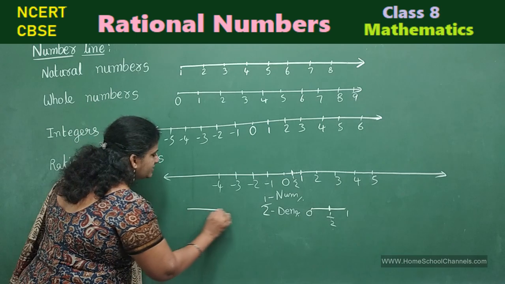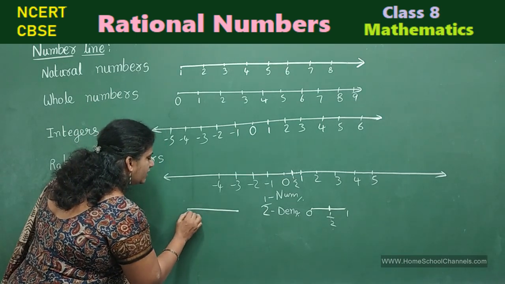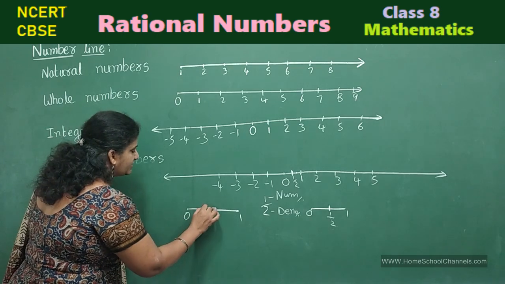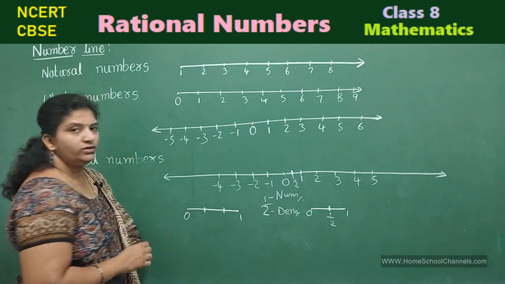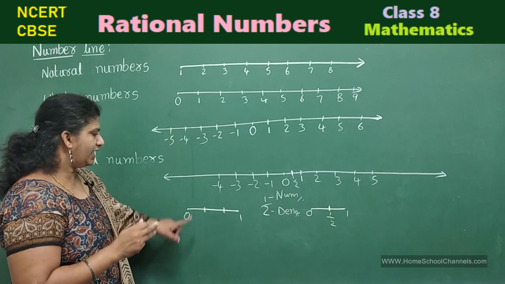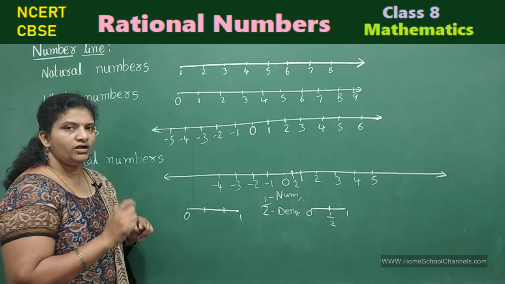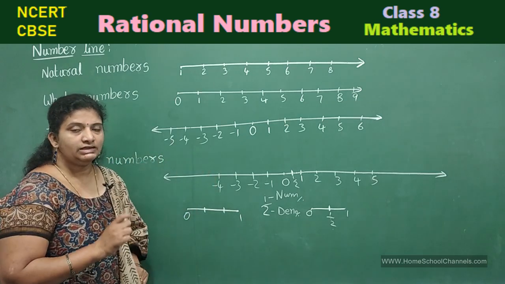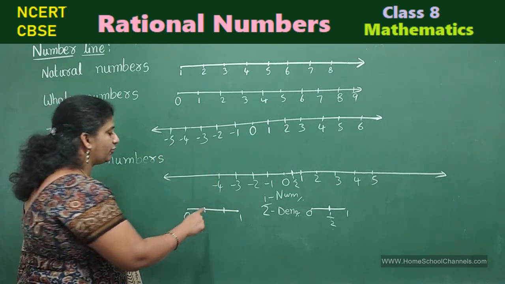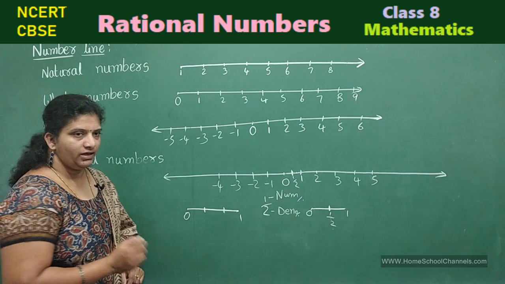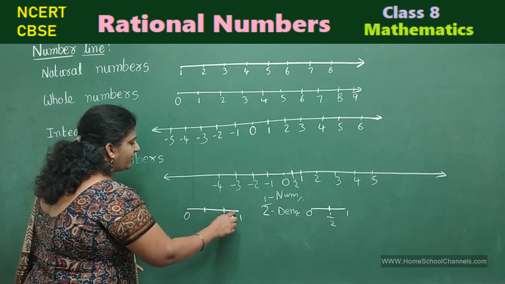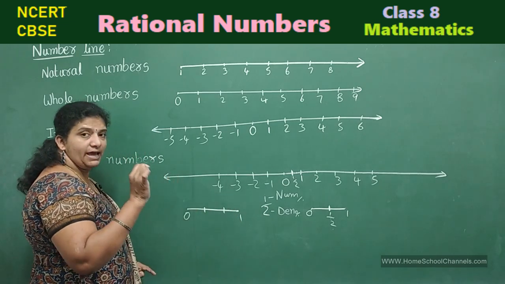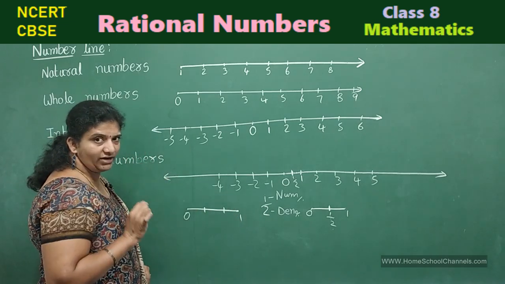Similarly, suppose I take the same 0 to 1 and do 3 divisions. 1, 2, 3 divisions, and I have put 2 marks here. Look here: 1, 2, 3 divisions by putting 2 points. How many parts have I done? 1, 2, 3. The denominator indicates the number of parts you have done.